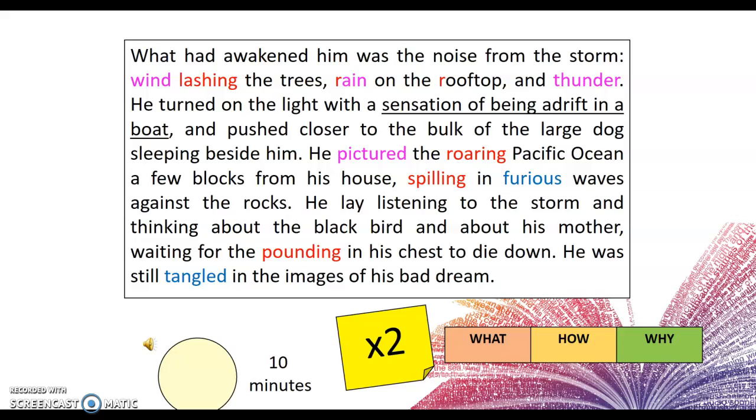What I'd like you to do is to have a look through and identify the choices that you want to make. So we've highlighted some of them for you. So things like lashing and roaring and spilling and pounding, those dynamic verbs, the way that the waves have been personified and described as furious, that idea of the alliteration with the rain on the rooftop. You've got a semantic field of the weather there with wind and rain and thunder. So you've got lots of things that you can talk about.